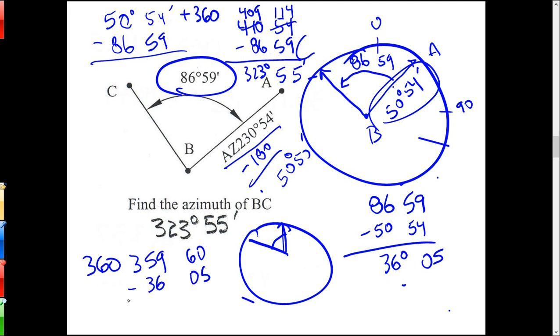I mean, here's another way to do it, and you get the same answer. It varies a little bit depending on how it's physically set up. Can't you just add the 180 to the 230 and then subtract the angle? Yeah, that'd work too. Because if you add 180 to 230, you get 410 54. And then you're right here again.